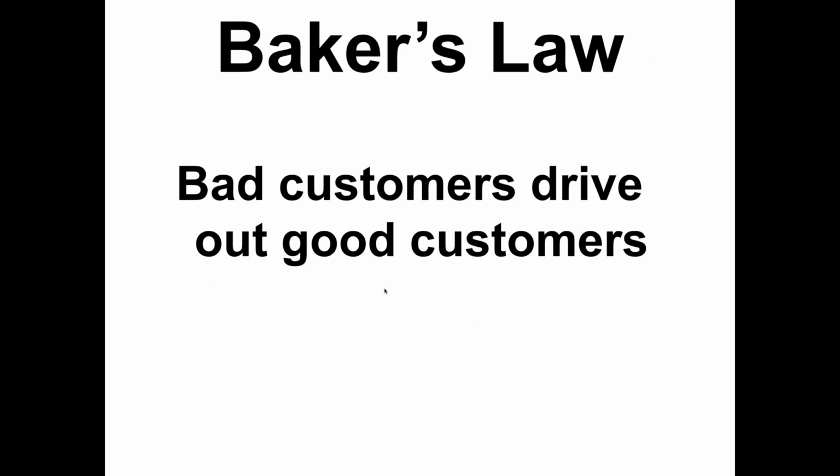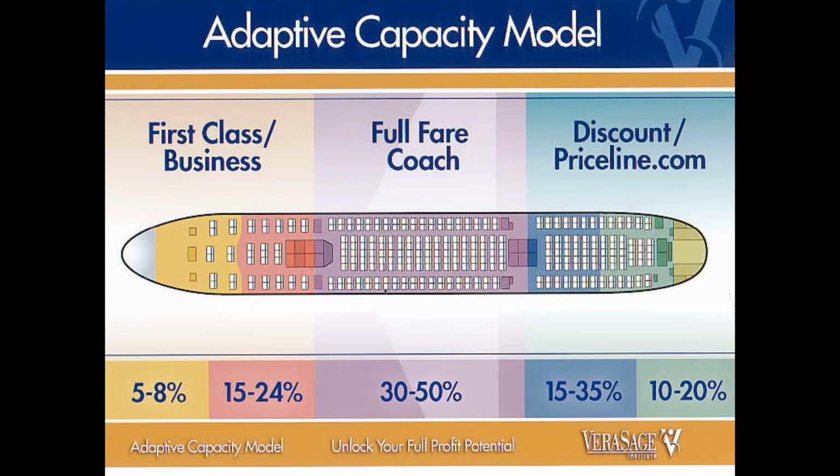I coined this law many years ago: that bad customers drive out good customers. Any business has a fixed capacity. And I don't mean how many hours you can bill. I mean how many customers you can take care of at a great level of service. And this is a schematic of a 777 Boeing.